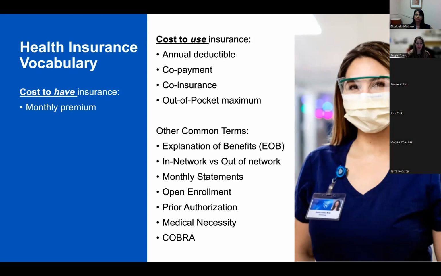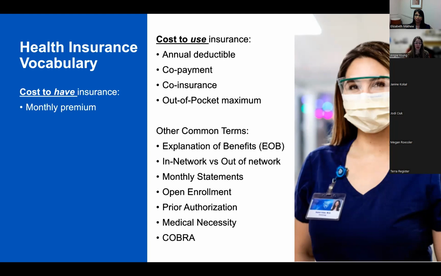Prior authorization is where we send a request to the insurance company to determine whether or not the insurance is going to cover the requested service. It is not a guarantee of payment. It's just, will you cover this? Would you consider covering this service?